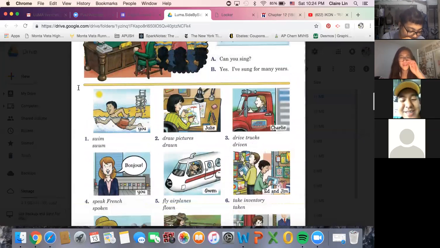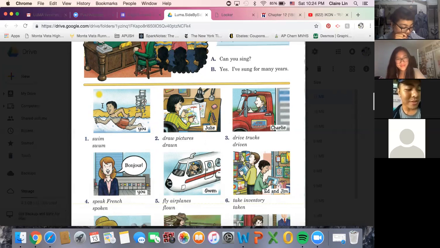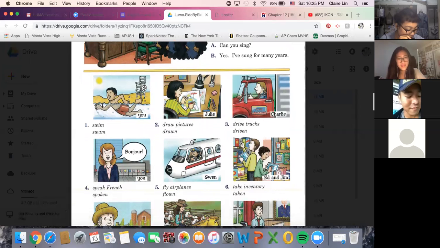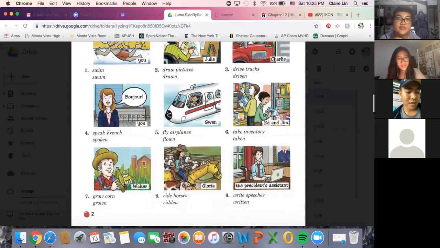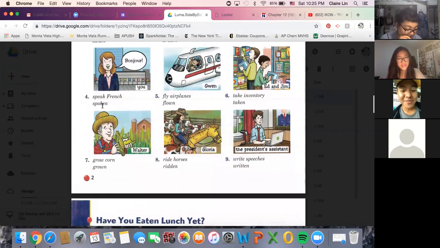Can you sing? Number two, draw pictures. Can you draw pictures? Yes, I've drawn pictures for many years. Okay, number three. Can you drive trucks? Yes, I have driven for many years. Oh, it's actually driven. Okay. Can you speak French? Yes, I've spoken French for many years. Your turn. Can you fly airplanes? Yes, I have flown for many years.